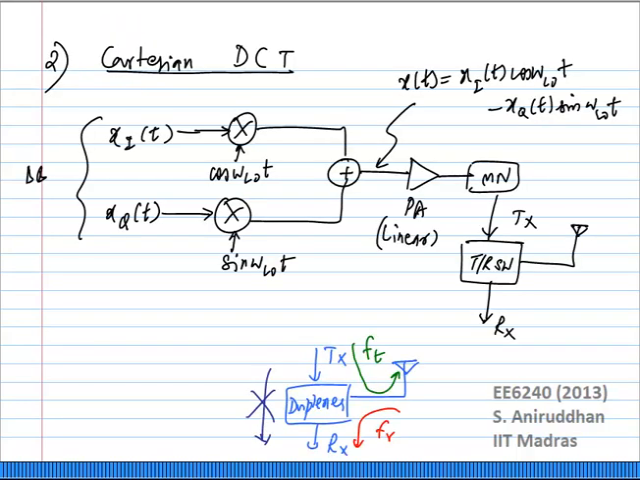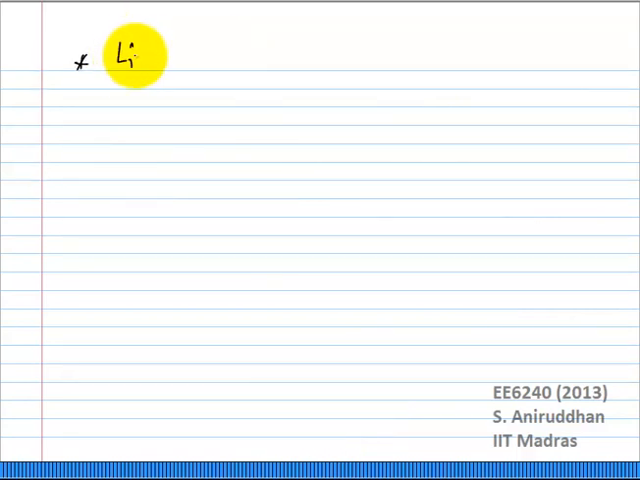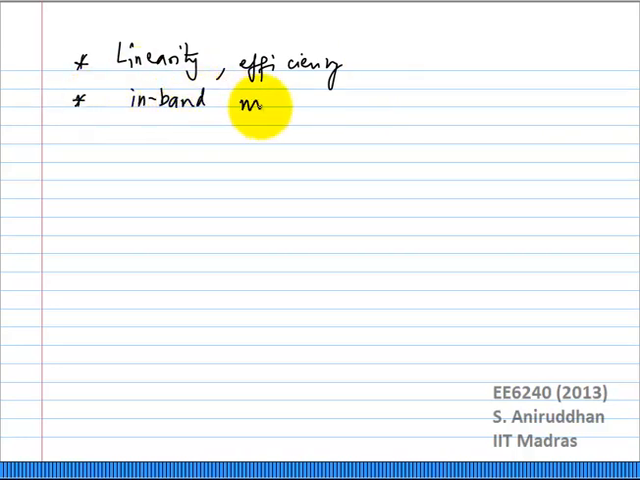Okay, so what are the critical parameters we are interested in? Let us take the example of the direct conversion transmitter. What are really the critical parameters we are interested in? We said that for a transmitter, we are primarily interested in linearity, efficiency. These are the important parameters. Anything else? How about noise? How about in-band noise?